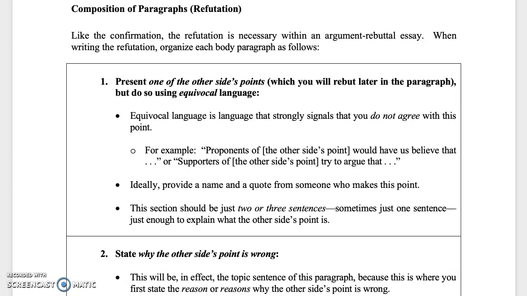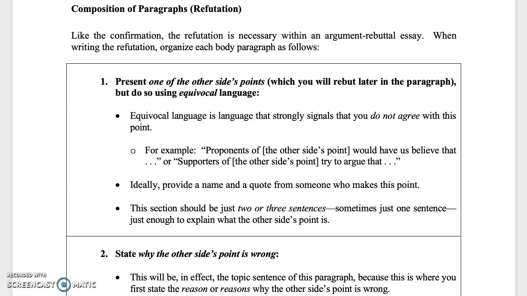So equivocal language is something like, proponents of the other side's point would have us believe that, or supporters of the other side's point try to argue that or try to claim that. You can kind of hear in that the writer is separating him or herself from that point, saying that's not my point, it's the other side's, and is using language that makes that point seem kind of fishy, like would have us believe, try to argue, try to claim.